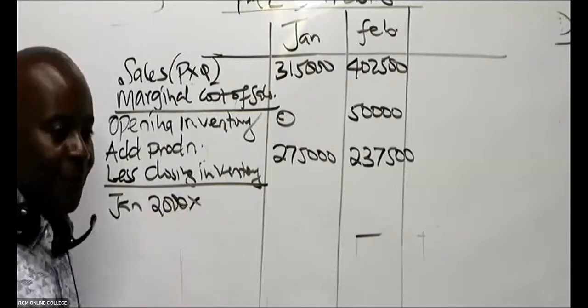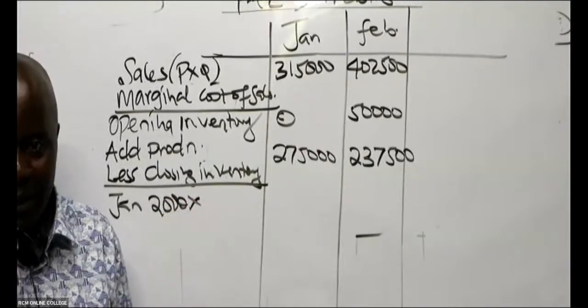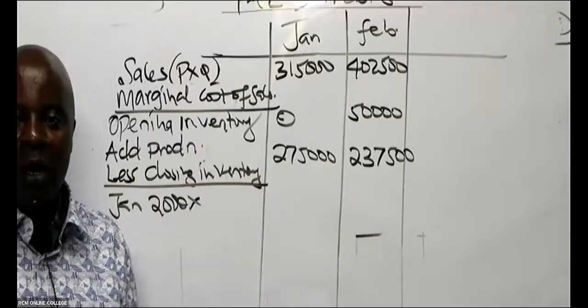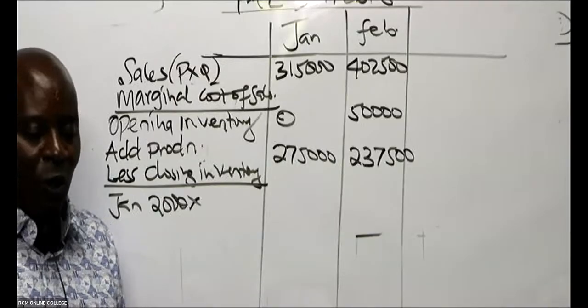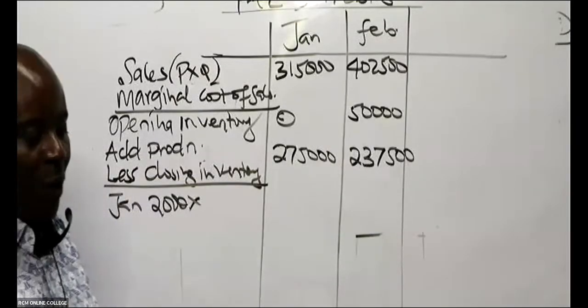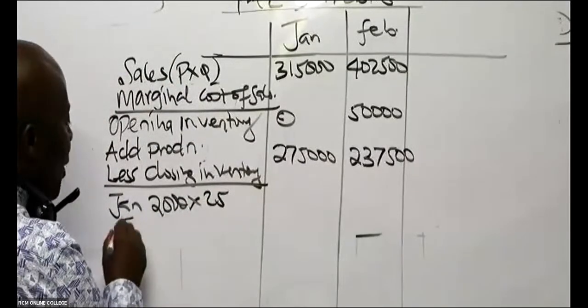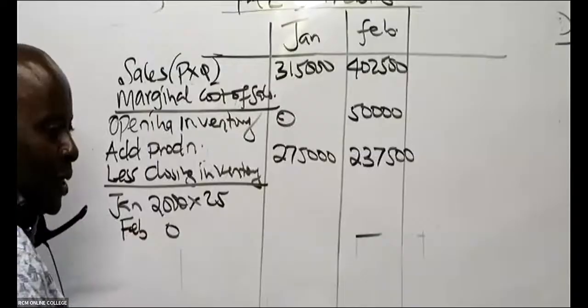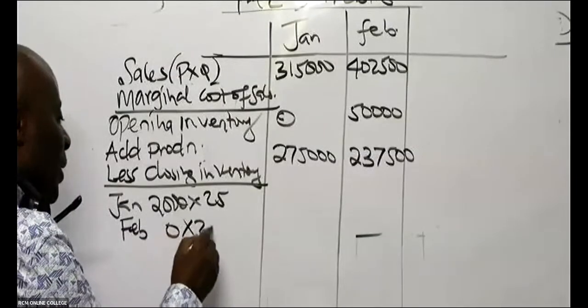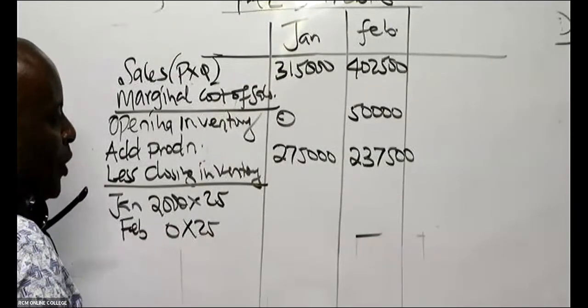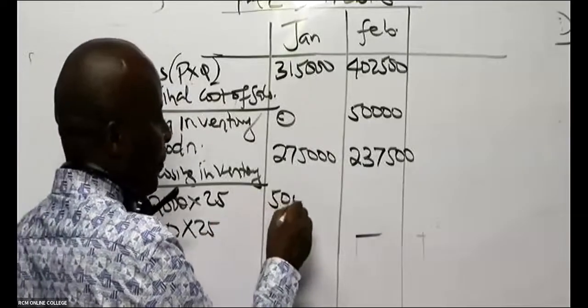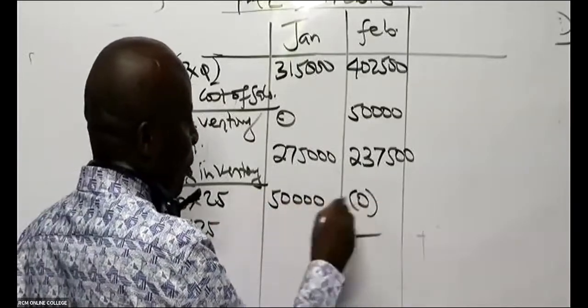At what rate? Remember, in inventory and production, we normally value them at the same. And because you're using marginal cost, you're valuing this at 25. February closing was 0, isn't it? For revision, I can just say times 25. So this gives me 50,000, right? This gives me 0. Remember, I'm supposed to subtract.